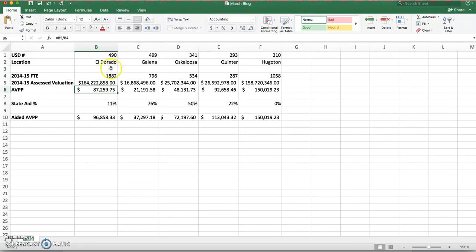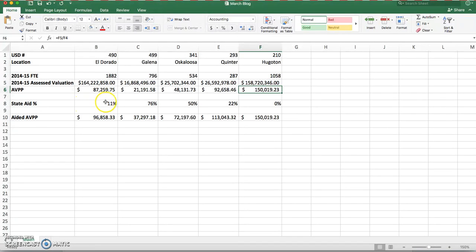As you can see, with regards to our districts, I've tried to give you a diversity, everything from a small 1A to a large 4A and some in between. And just like you could expect, the AVPP obviously changes significantly as well. We are 87, which kind of puts us at the high end, but nowhere even close to Hugoton at 150.